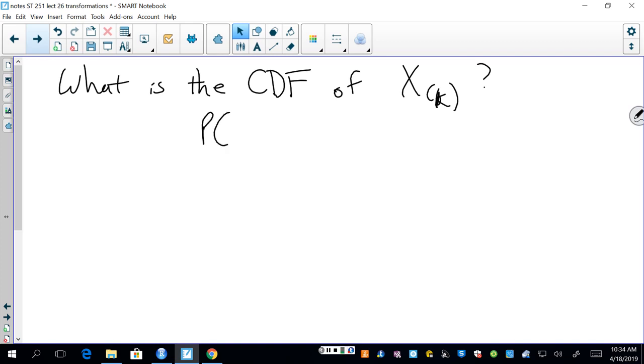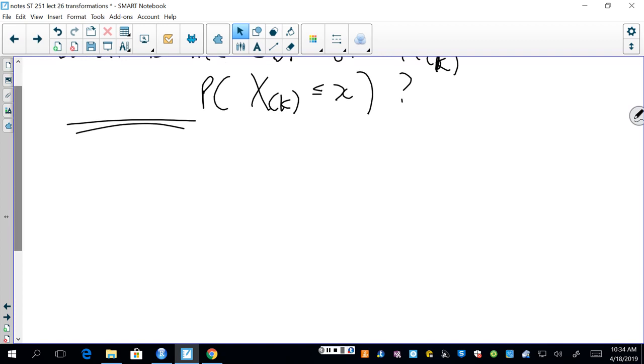What's the probability that a particular order statistic is less than or equal to some value? If we get a function for that and it's continuous, we can differentiate that and get the density function. And we can see, is it skewed to one side? And we can use that to either simulate it or just describe it. Now, a couple order statistics are easier to deal with than others.